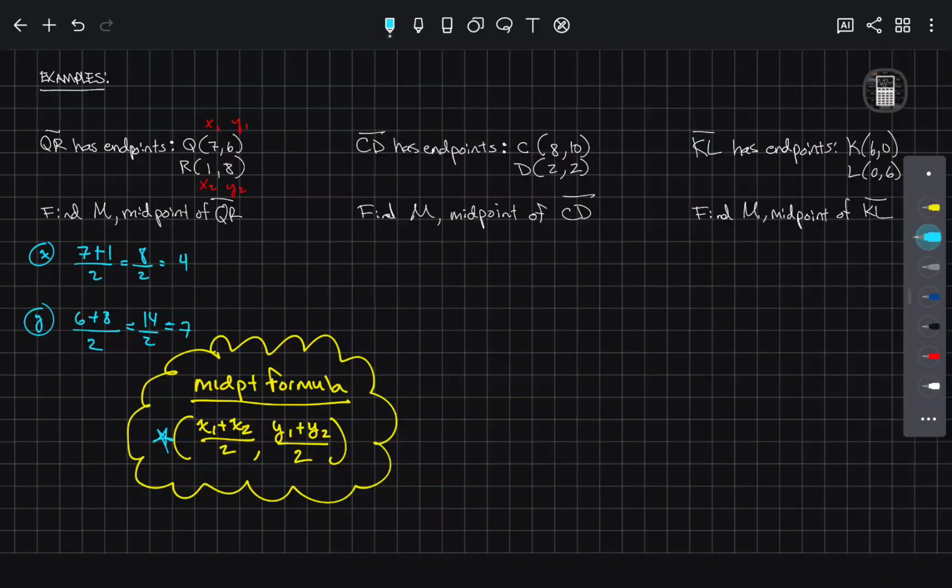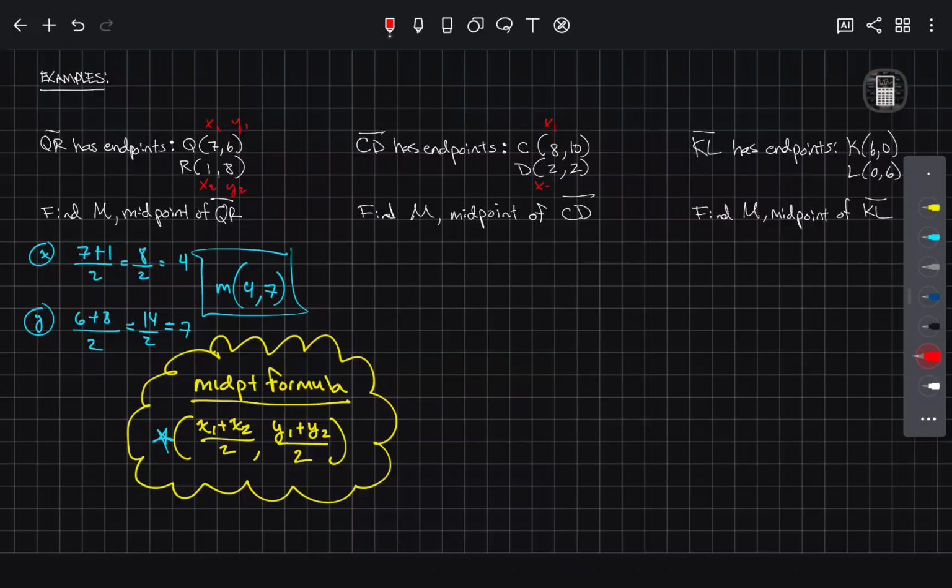So the midpoint between Q and R, which would be M, the coordinates 7, 6, and 1, 8, the midpoint M would be 4, 7. 4 was the midpoint for the X value, and 7 was the midpoint for the Y value. We found the midpoint. The same exact process is going to continue. Anytime you're given 2 points, you're asked to find a midpoint, you're going to find the midpoint for your X, and you're going to find the midpoint for your Y, and those will be your new coordinates for what lies in the middle of the 2 points you were given.